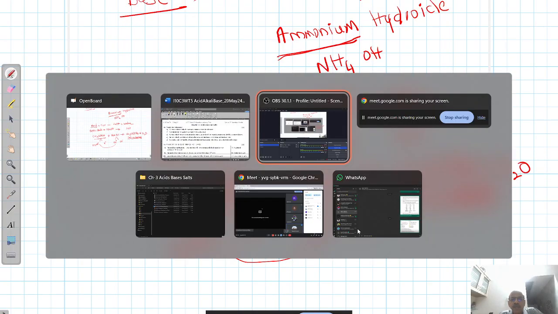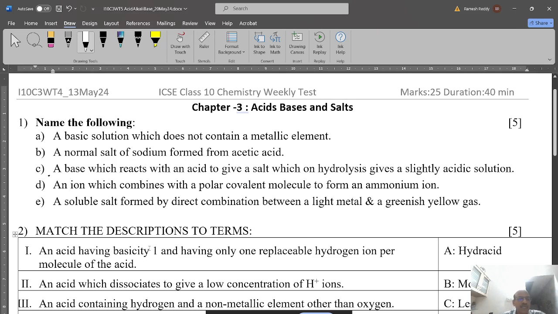There is some background call that is coming up actually. An ion which combines with a polar covalent molecule to form an ammonium ion is nothing but H plus. When H plus combines with ammonia, it becomes the ammonium ion. So that's how it is.